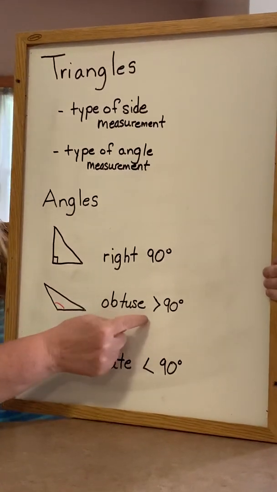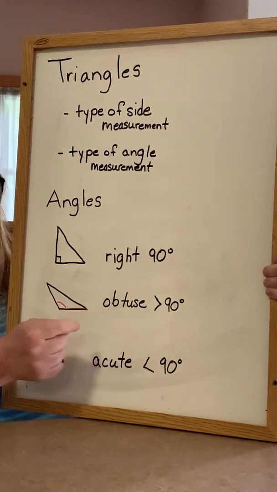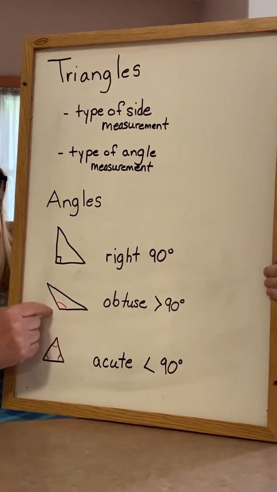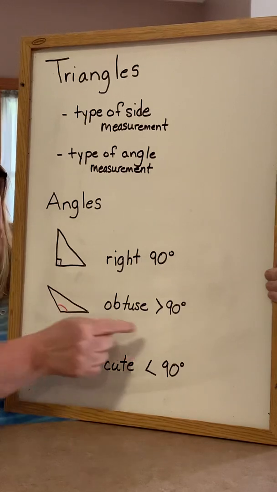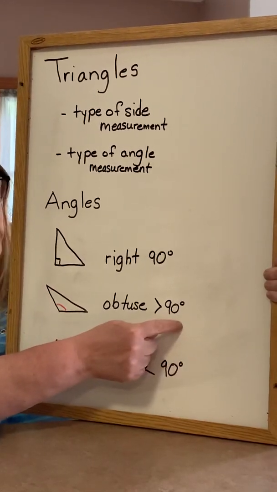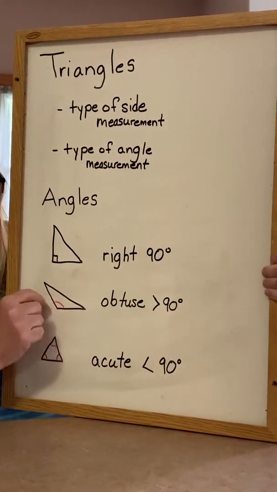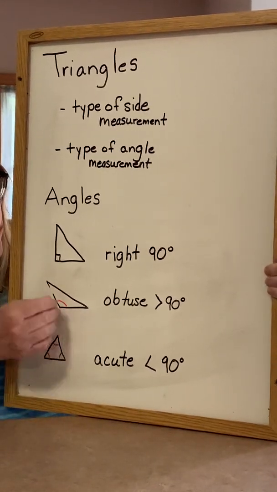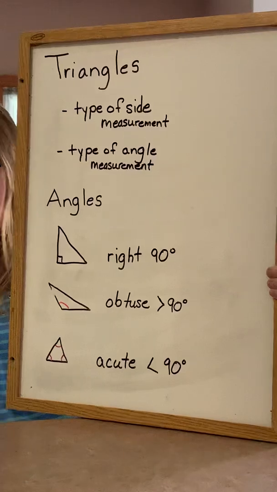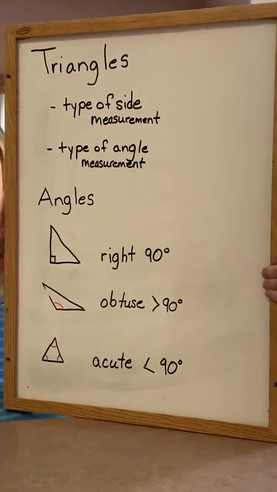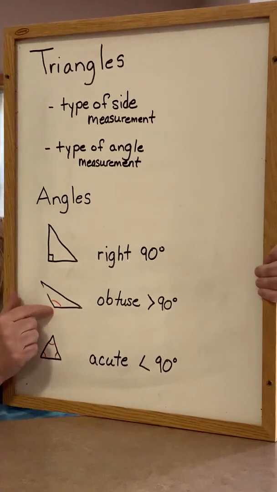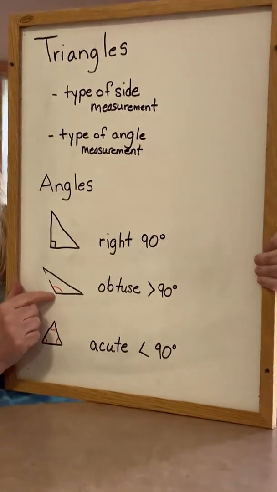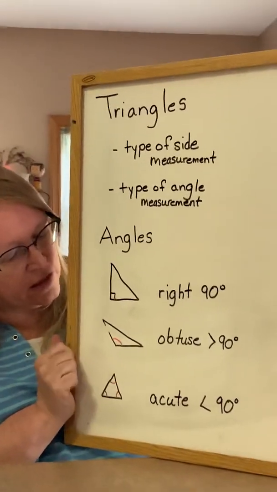Now you have the obtuse triangle, because you have an obtuse angle, which means that it's greater than 90 degrees. I've shown that to you in red, that this angle right here is greater than 90 degrees. Once you have one angle that is obtuse, that makes the triangle obtuse. So that's what that is.